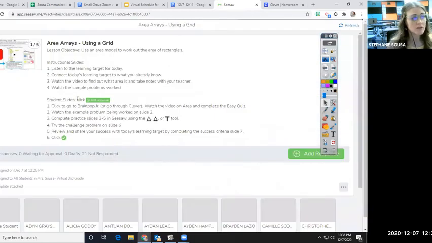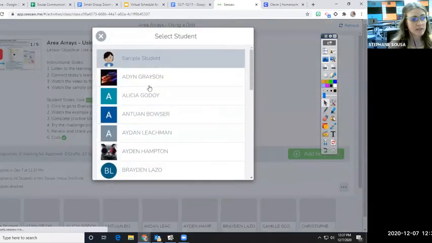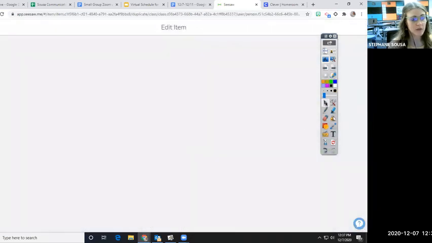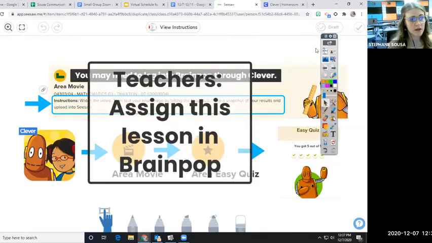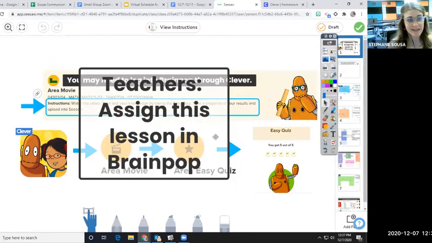On the student slides, you're going to click Add Response. On slide 1 is a video telling you to go to BrainPop Junior, or you can go through Clever. Watch the video on area and complete the easy quiz. So if I add a response, I'm going to see on slide 1 a note that says your teacher can assign this on BrainPop, and I did.